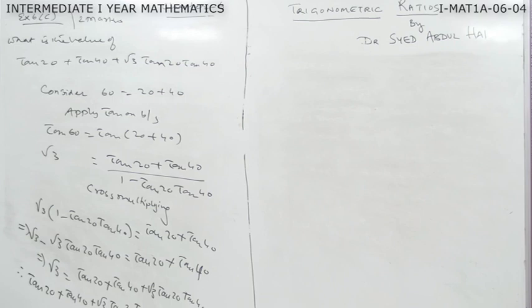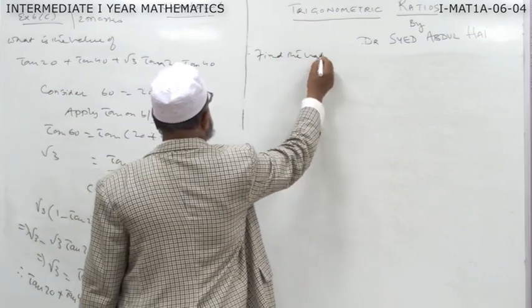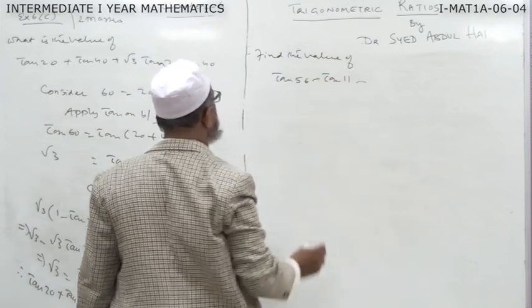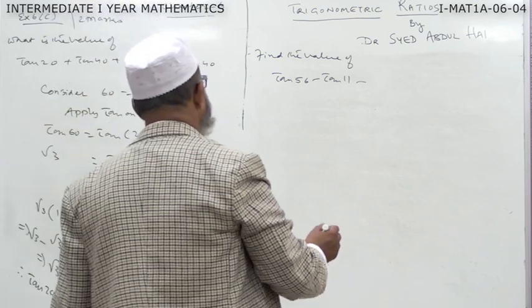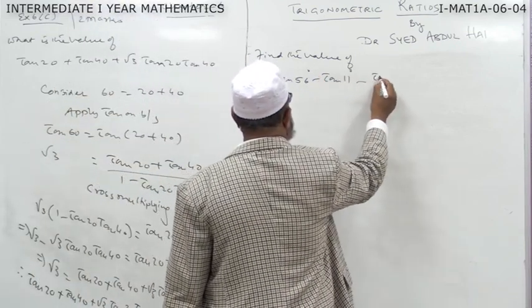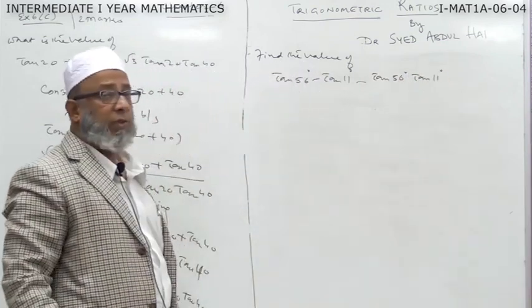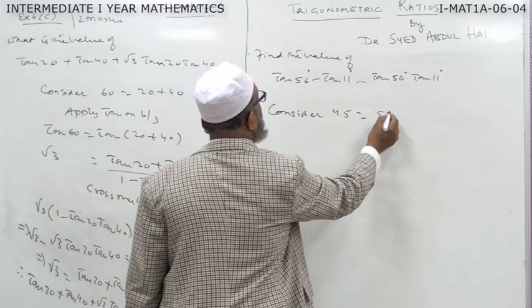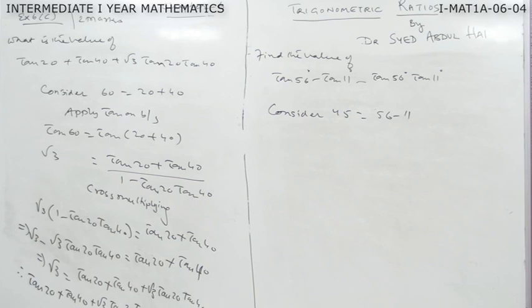Find the value of tan 56 minus tan 11 minus tan 56 tan 11. Right? Here also, what I am doing, consider 45 equal to 56 minus 11. 6 minus 1 is 5, 5 minus 1 is 4.